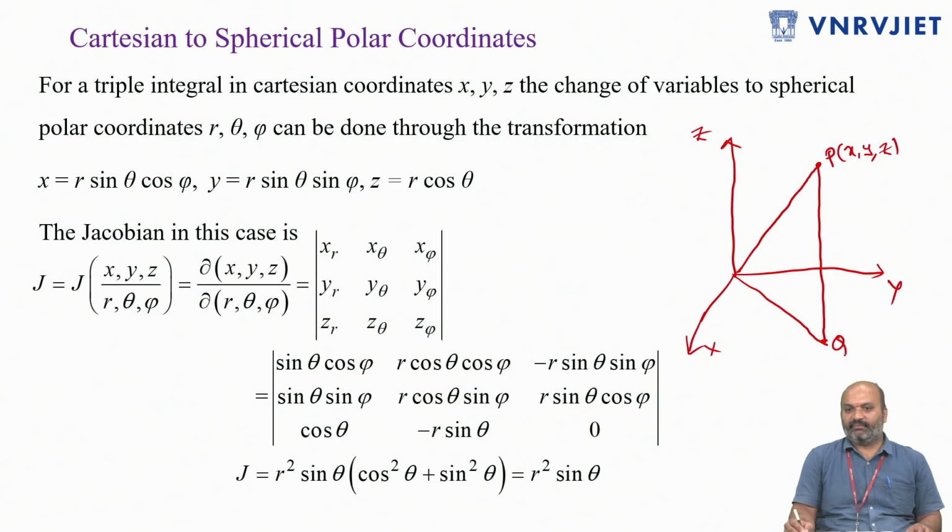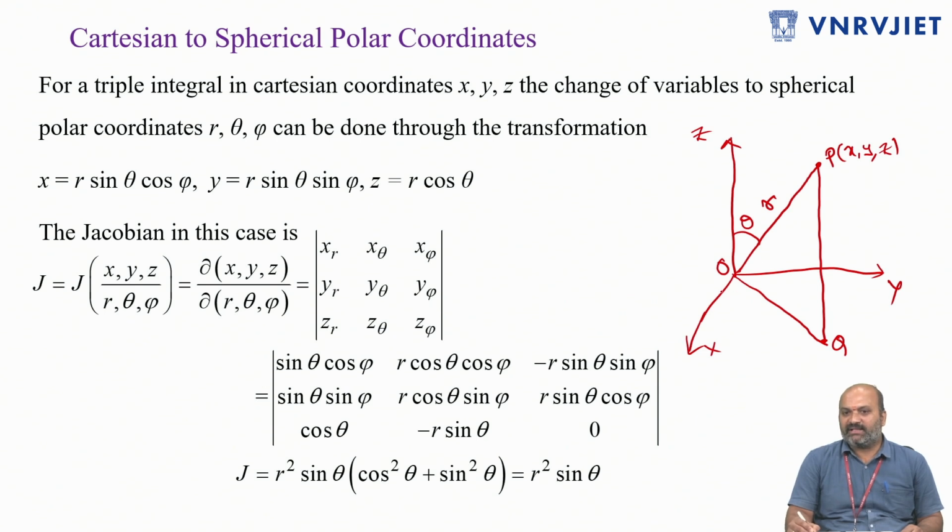Let us denote it with Q. Now what is r? r is the distance of the point from the pole origin, also called OP in the Cartesian system. And this OP makes an angle theta with the z-axis.